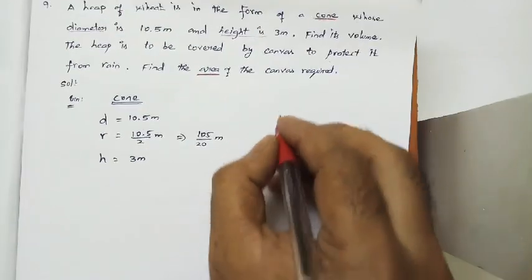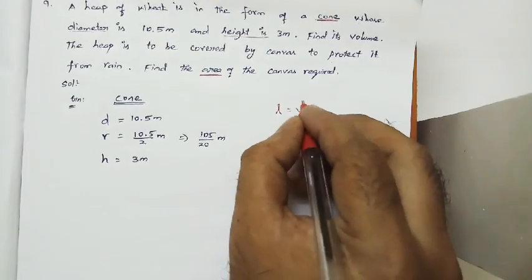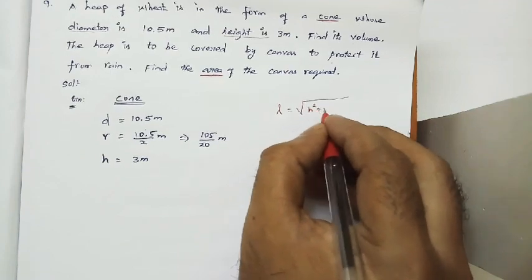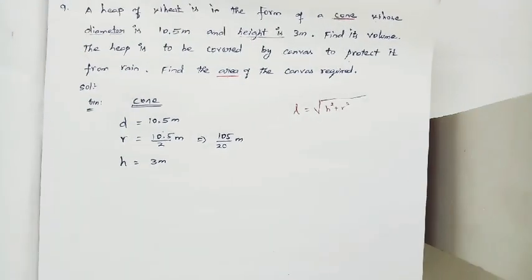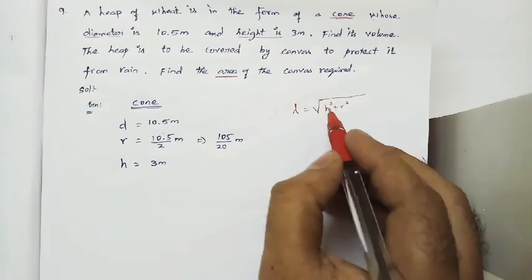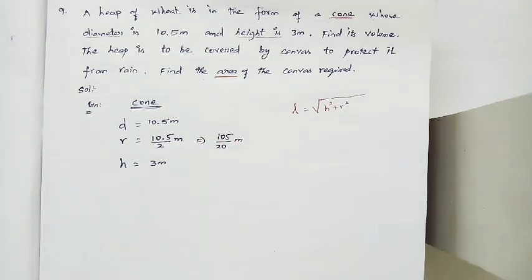So L is equal to the square root of h square plus r square, right? H square plus r square. So now we know the values of h and r, substitute and simplify, and we'll get the value, right?